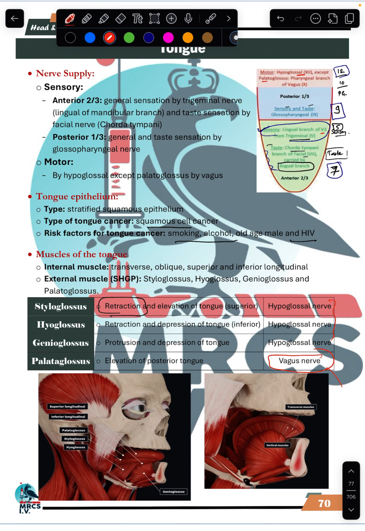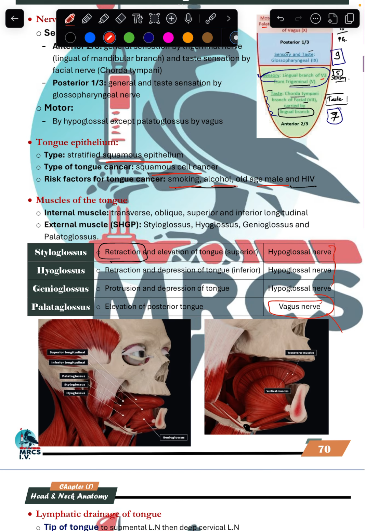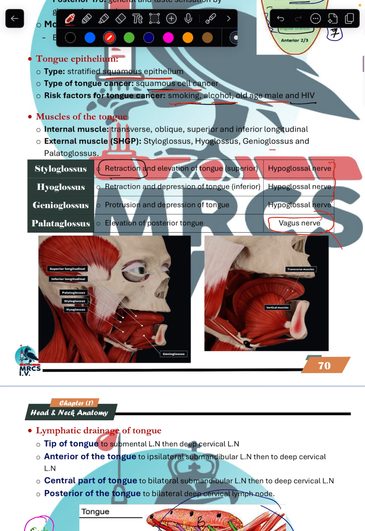So the tongue epithelium is basically stratified squamous epithelium. For squamous cell carcinoma of the tongue, the risk factors are smoking, alcohol, and old age. Muscles: internal muscles and external muscles. Extrinsic muscles: styloglossus, hyoglossus, genioglossus, palatoglossus. Intrinsic: transverse, oblique, superior.